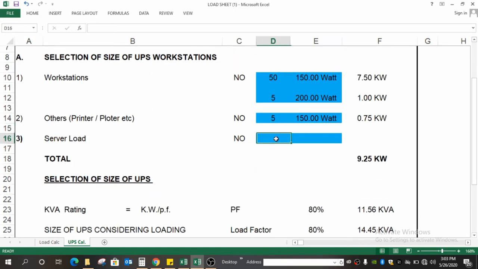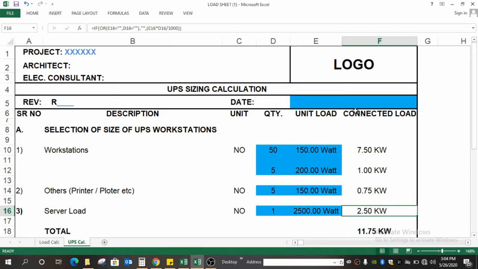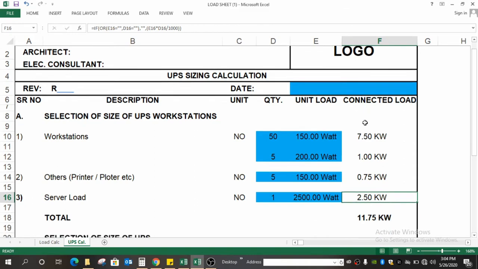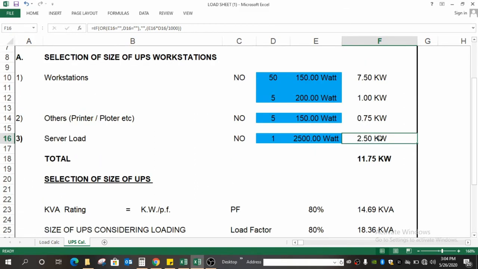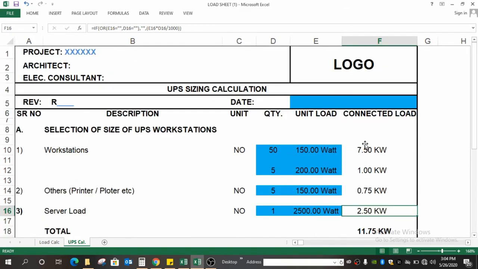Then comes the server load. Suppose there is one server and the server is consuming 2500 watt. For assumption, we are taking 2500 watt, so that the total load is 2.5 kilowatt, and the total load means the connected load. Here we are not calculating the demand load. This is on connected load.